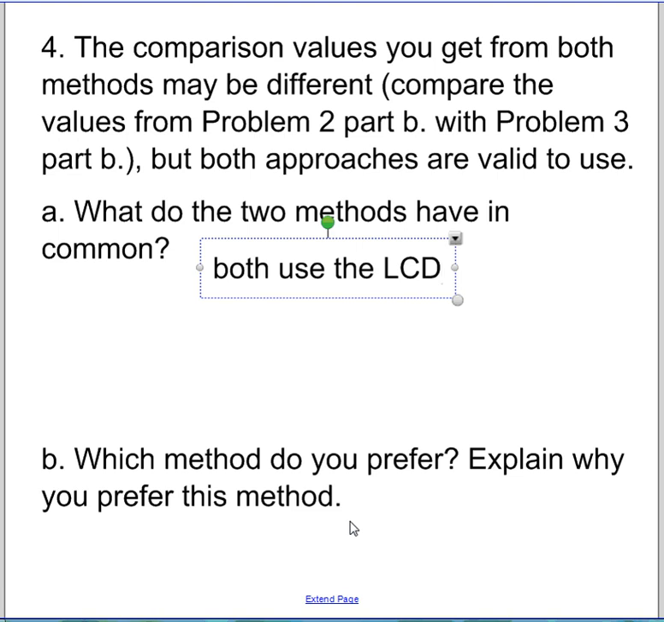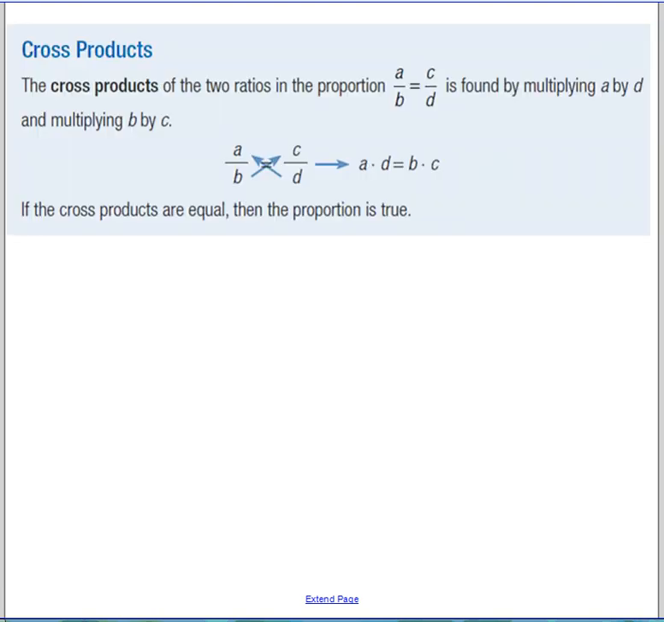However, we're going to go over a second way to be able to tell if two fractions are equal to each other, so if a proportion is true or false. And I believe that this will be your go-to method because I think it's a lot simpler than using either way that we just looked at. So our new method is looking at cross products.